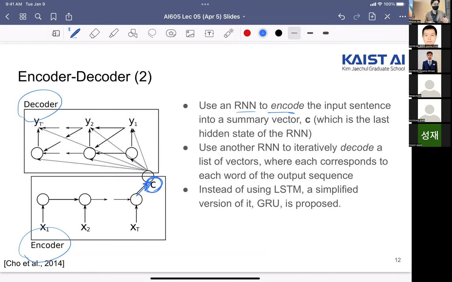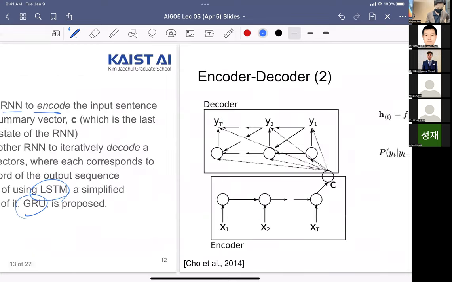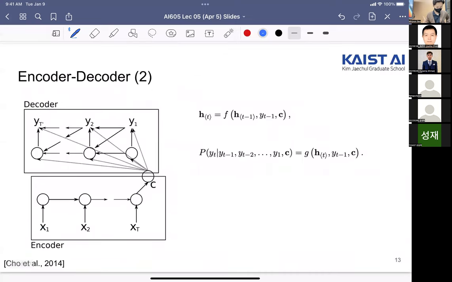So we want to just basically define the conditional probability for each step in the output RNN, or decoder RNN. And also they were using something called GRU instead of LSTM. I'm not going to go into details, but we can see what the difference is. It's actually quite similar though. But then let's go more into the mathematical stuff.